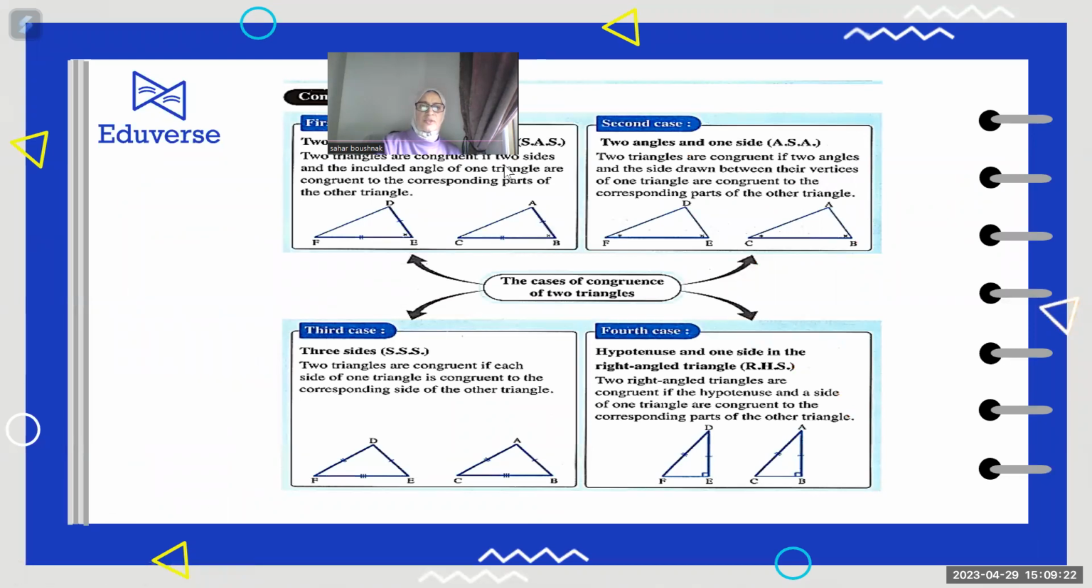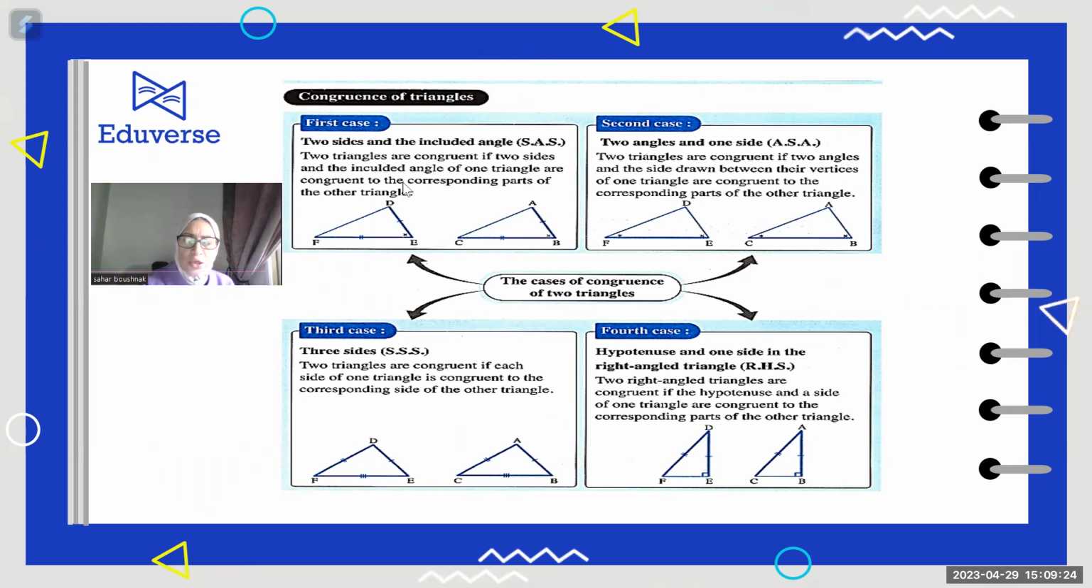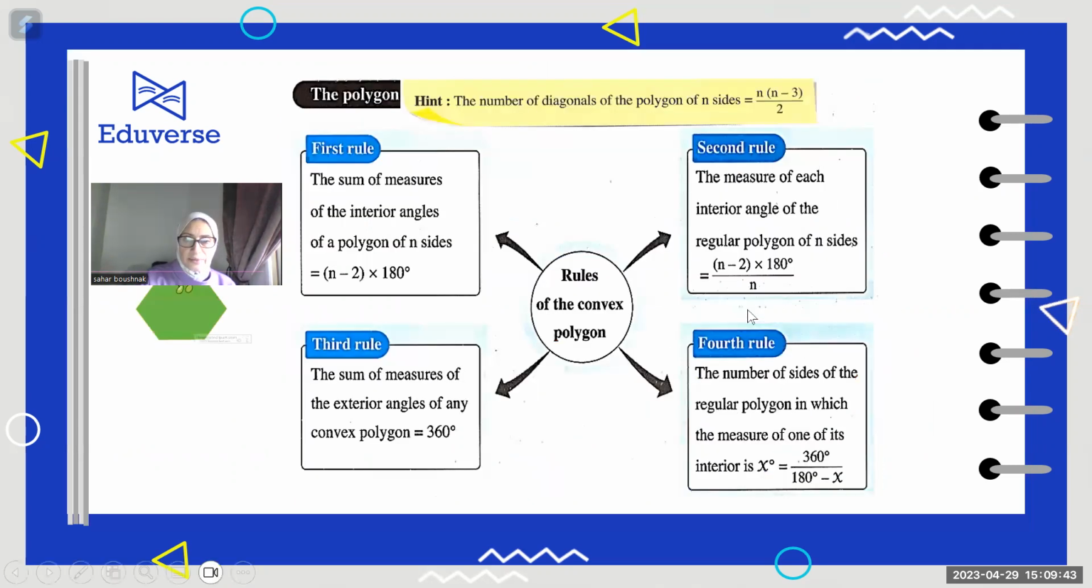And also we studied congruence in the first term. We studied four cases of congruence: side, side, side, like a nutcracker; angle, side, angle, like a tray; side, angle, side; and the special case for right angles, hypotenuse, side. This is especially for the right-angled triangle.